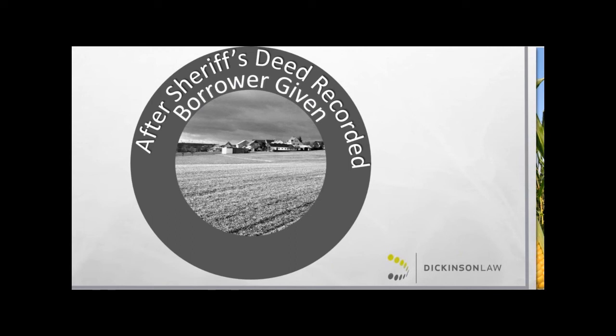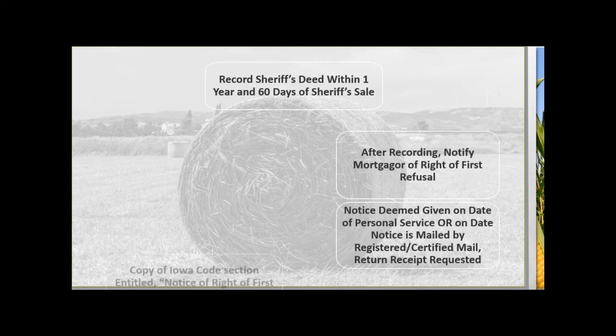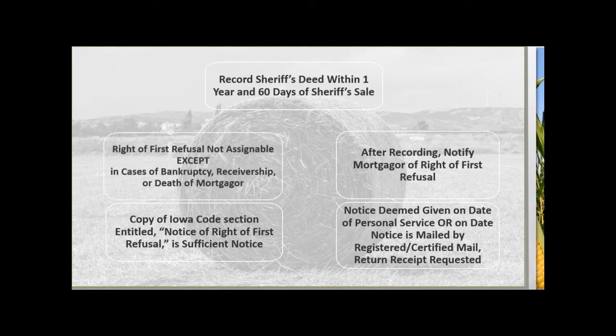The final protection that the borrower gets in an agricultural foreclosure is a right of first refusal following the recording of the deed. When the deed is for agricultural land, we're going to give the right of first refusal for 1 year. The grantee records the sheriff's deed within 1 year and 60 days from the date of the sale. And within that period, we're going to give the debtor options that are not available if you don't have an agricultural foreclosure.